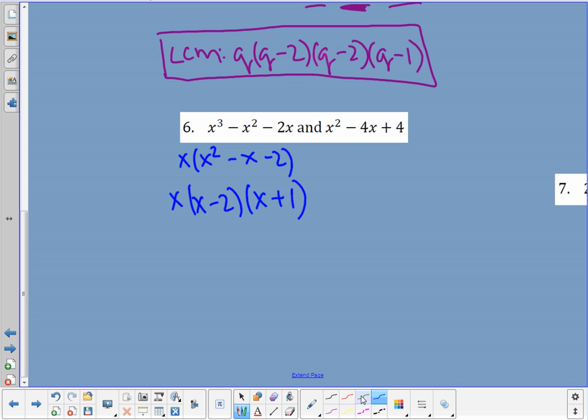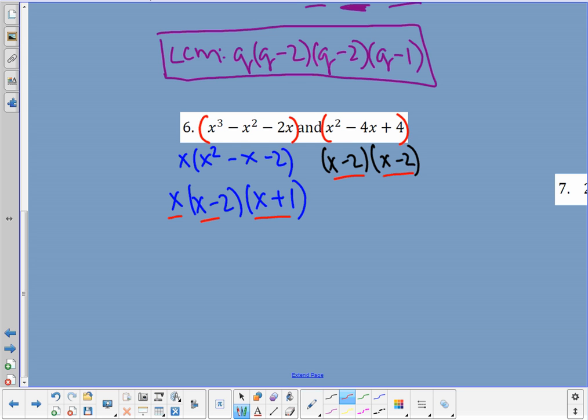Then on the right, I don't have a GCF to take out, but I can split this into two factors. I want a product of 4, sum of negative 4. That's x minus 2, x minus 2. So negative 2 times negative 2 gives me the positive 4, and negative 2 plus negative 2 gives me the negative 4 in the middle. So here's the three factors in the list on the left, and here's the two factors in the list from the one on the right.